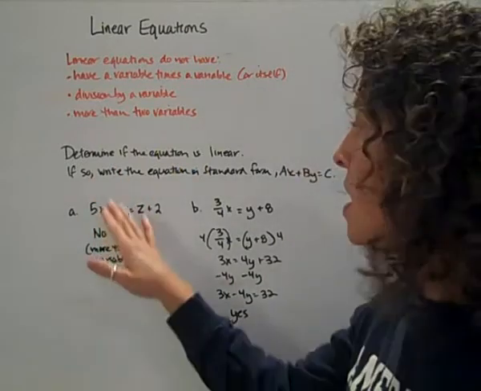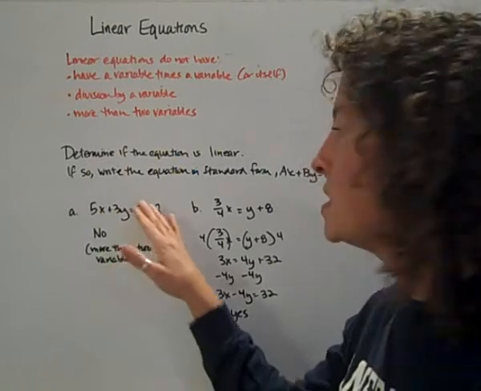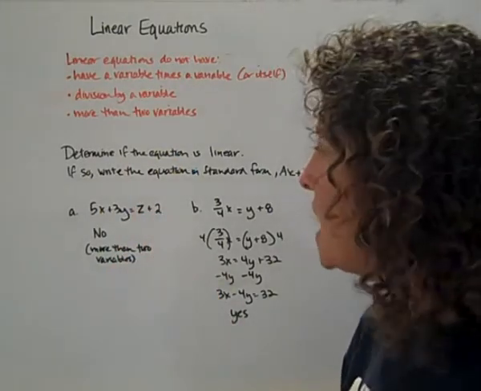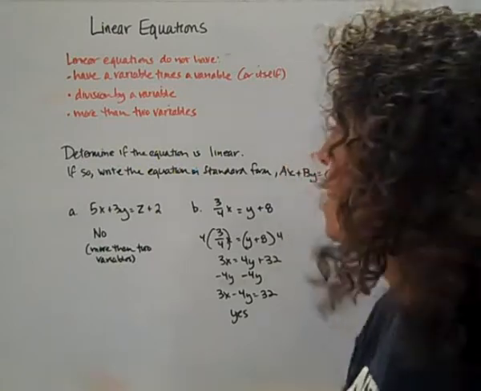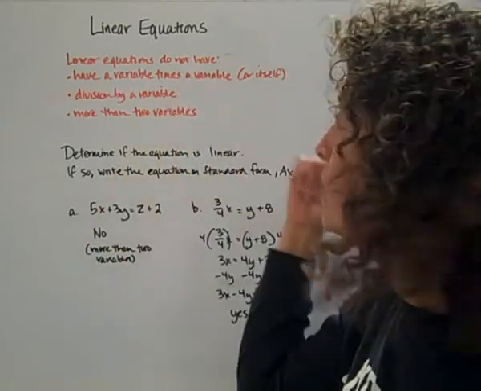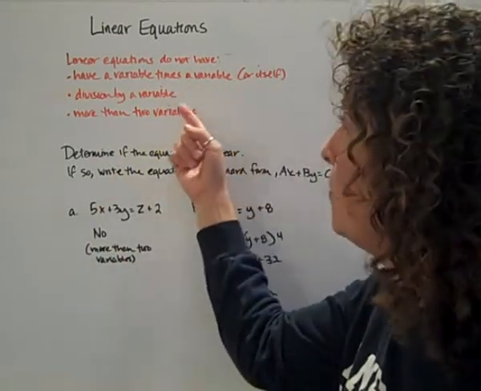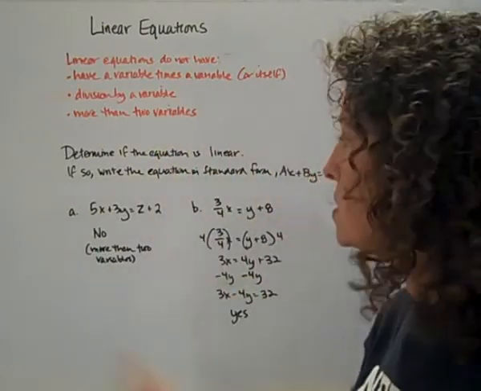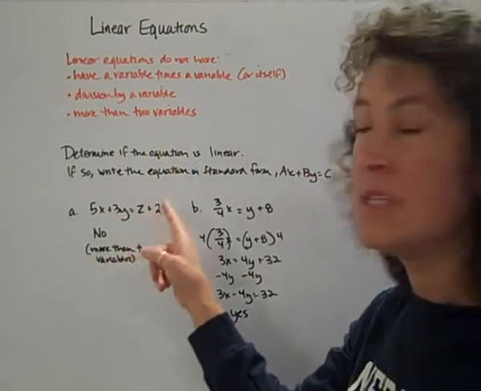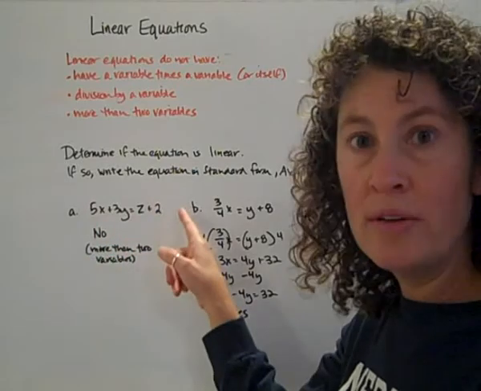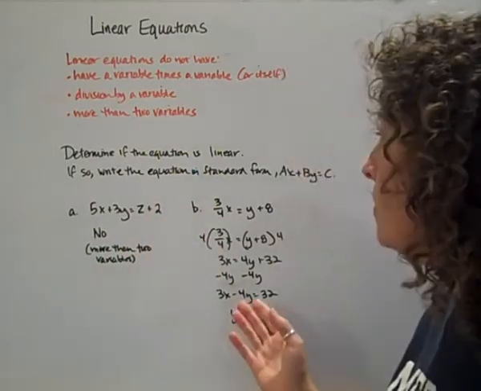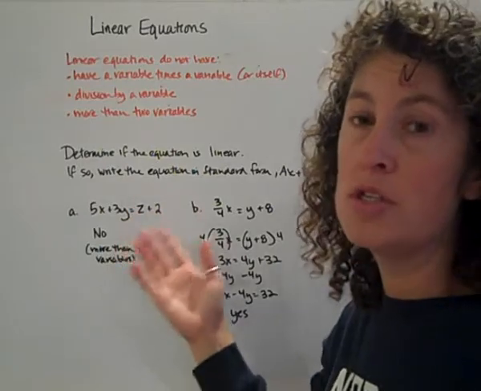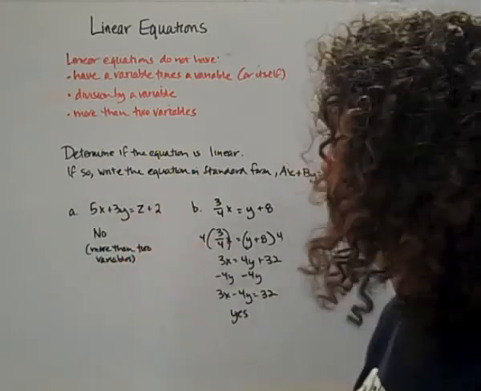So our first equation, 5x plus 3y equals z plus 2. Is that linear? If we look at the general rules, it doesn't have a variable times a variable, doesn't have division by a variable, but it does have more than two variables. I see x and I see y and then I also see z. Because this has three variables in it, more than two, this is not a linear equation. Again, it's a perfectly good equation, it just doesn't form a straight line on the coordinate plane.